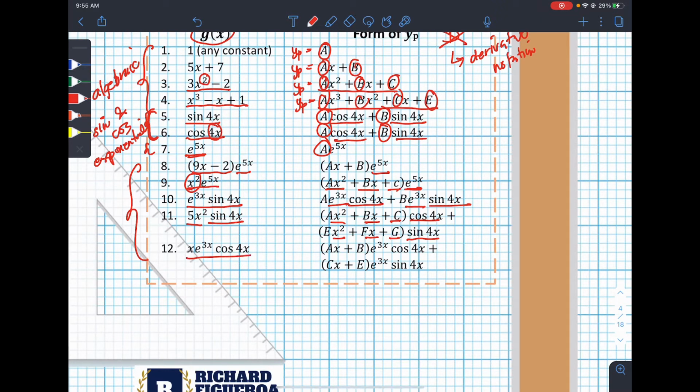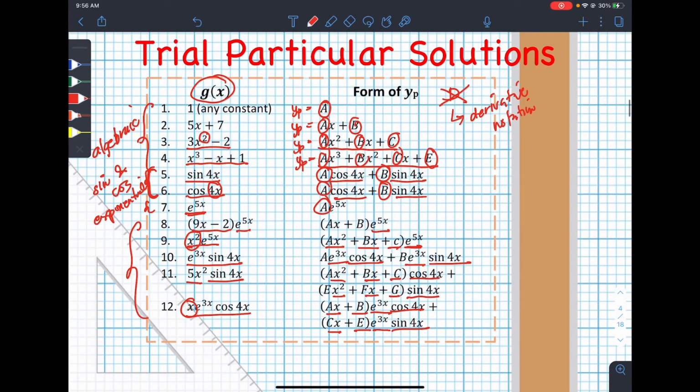Ito naman, tatlo sila. Okay? Nagmultiply na yung tatlo. So, ganun din, magmumultiply din yung tatlo. So, we'll have cosine, and then yung ka-pair niyang sine, nakamultiply sa exponential. And then, of course, x ito. So, mag-start tayo sa x, and then plus constant. Cx, then plus constant. Okay? So, we have to be familiar with this trial particular solution.